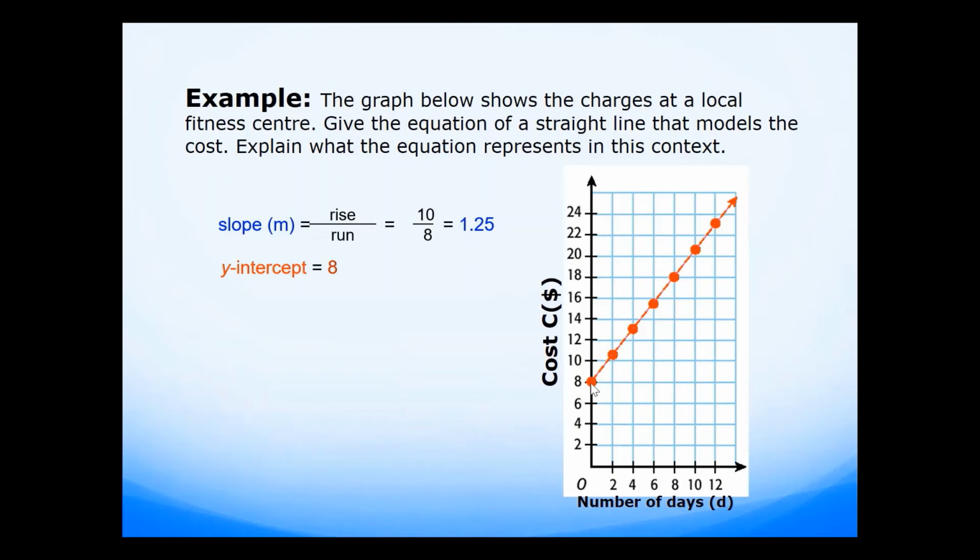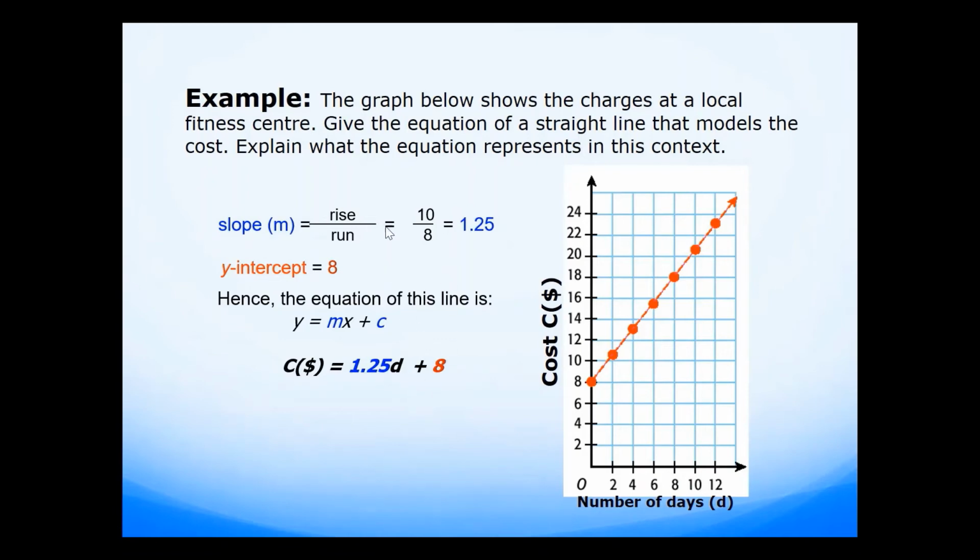The y-intercept, as you can see, it started at 8, so it's 8, and then we put this together. Now the y-axis is the cost, so I will put cost in dollars, is equal to the gradient value 1.25 times the variable on the x-axis, which is the number of days, so d for number of days, plus the y-intercept value of 8. So the function is cost equals 1.25d plus 8.